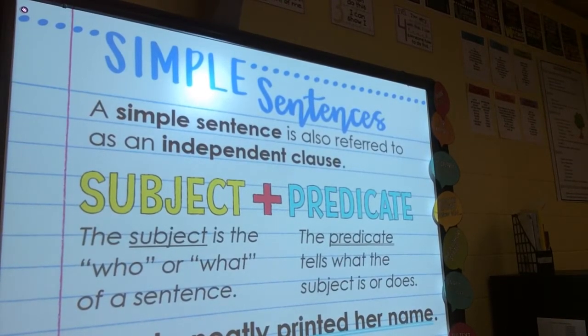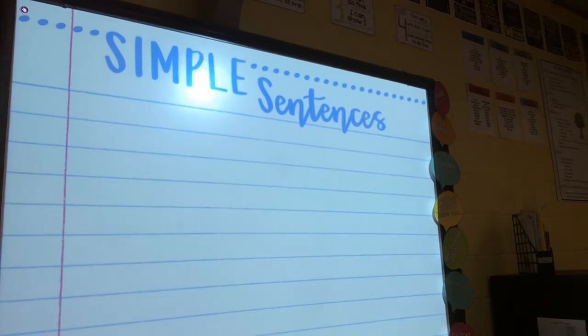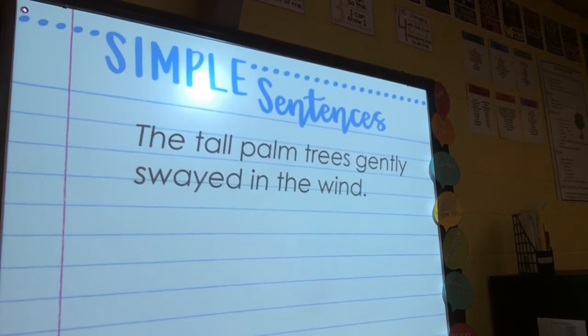The Declaration of Independence said that the colonists wanted to be free. They wanted to stand on their own. An independent clause can be free of anything else. It can stand on its own. It doesn't need any more information for it to make sense. Okay? That's going to come in handy in a minute. Let's look at some examples.